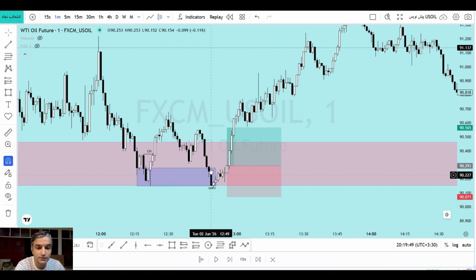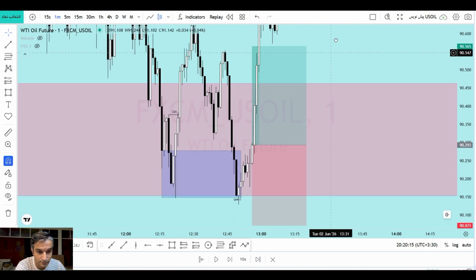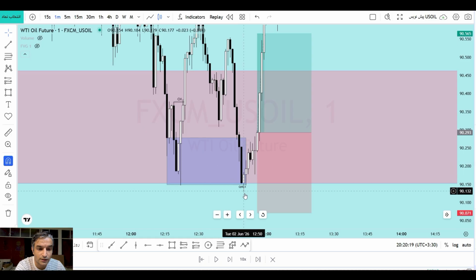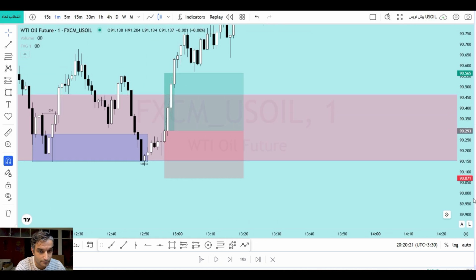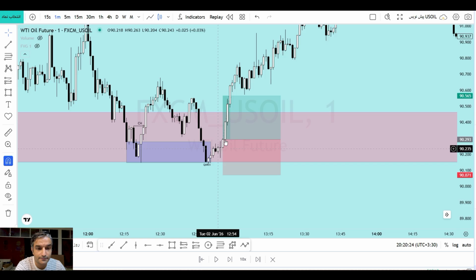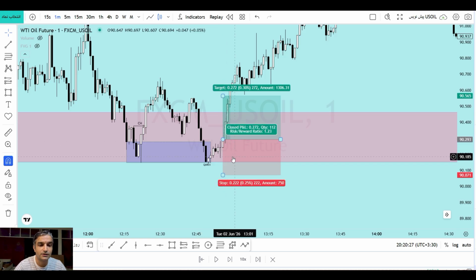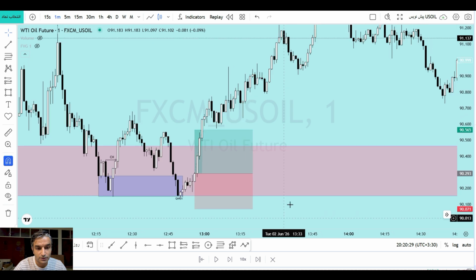And if you enter the market without any confirmation, maybe you lose. As you see, we have a QMR here, but we don't have an engulfing candle, we don't have confirmation, so we didn't enter the market. As you see, price with a little shadow came out of our QMR area. But after we see the engulfing candle, we enter the market.